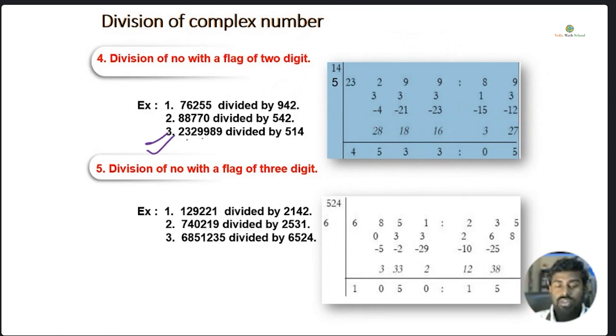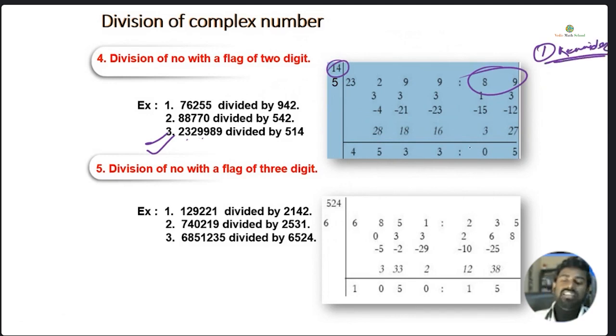I told you when you are taking a 2-digit flag, there is a 2-digit remainder. Can you remember this? In the previous example, I told you if there is a 1-digit flag, you will take only 1 digit as a remainder. Now there is a 2-digit flag, so I'm taking a 2-digit remainder. This is the first difference, the remainder difference.